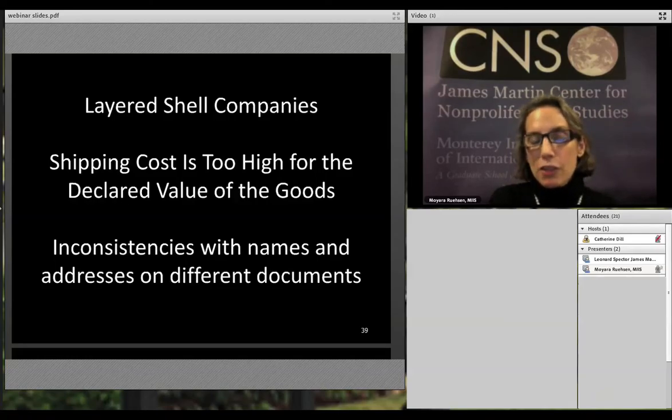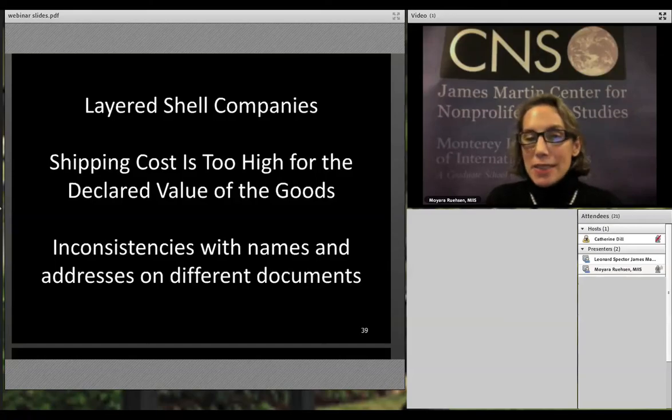So layered shell companies, I think, is a really important red flag, which you don't see in a lot of guidelines and lists that, say, the Commerce Department might provide. Maybe the shipping cost is too high for the declared value of the goods. Why would you spend $100,000 to ship $1 million worth of goods? It just doesn't make sense.